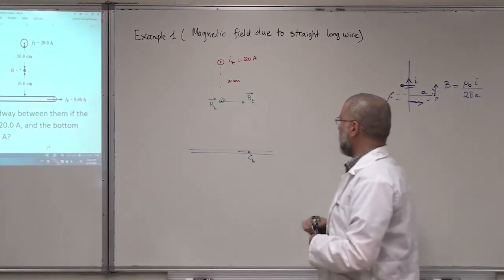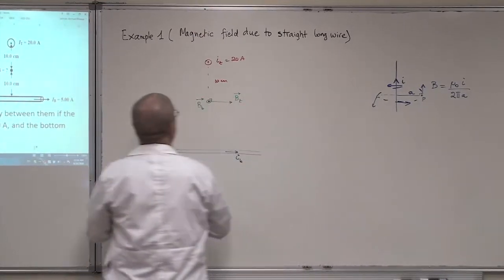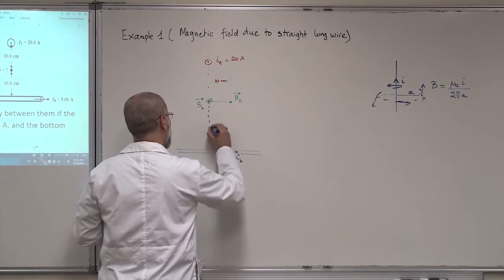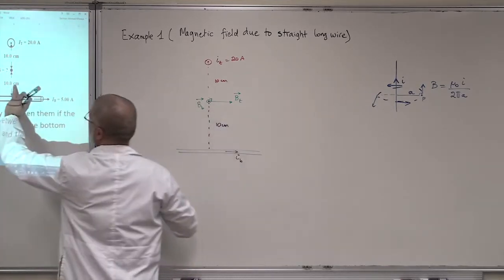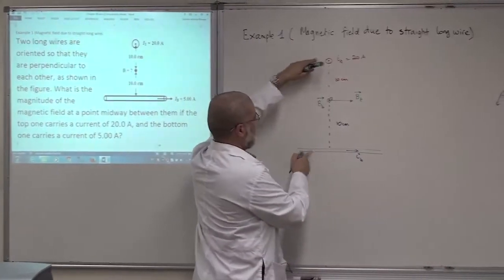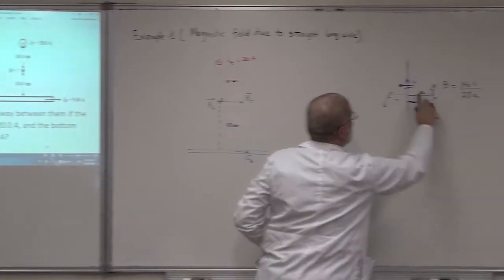So I have two magnetic fields, one in the bottom, and the distance here, of course, is 10 centimeters, because this point is midway between the two wires. 10 and 10, the distance between the two wires is 20 centimeters. But I'm interested in this distance here. That's the A, which goes in the formula here.